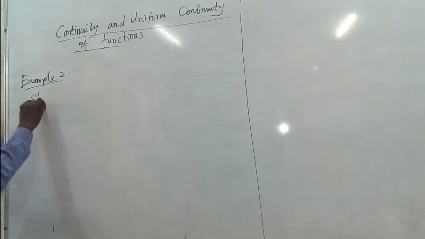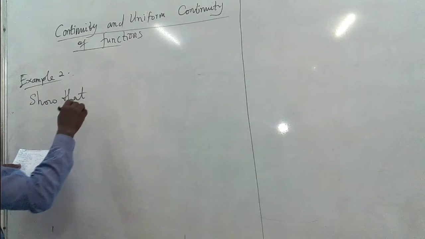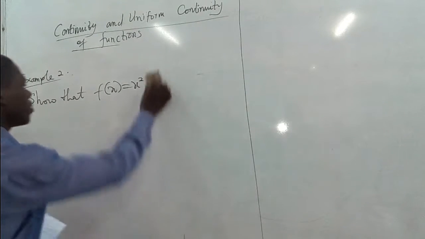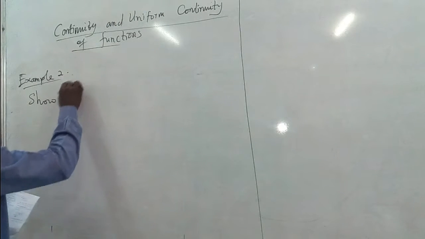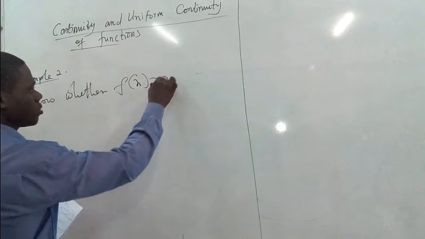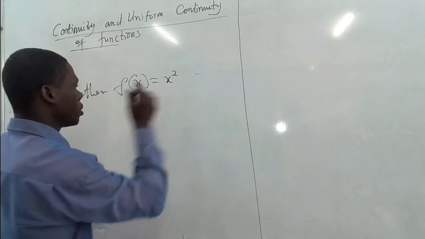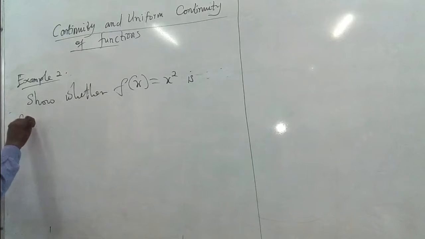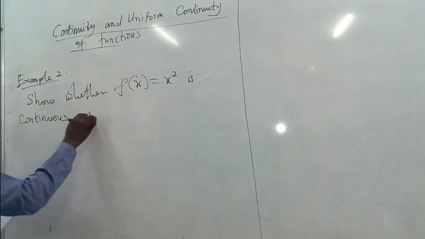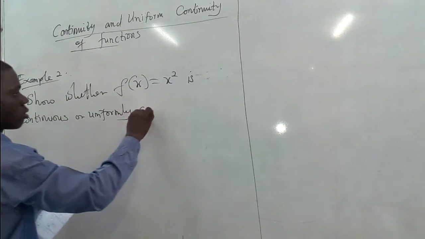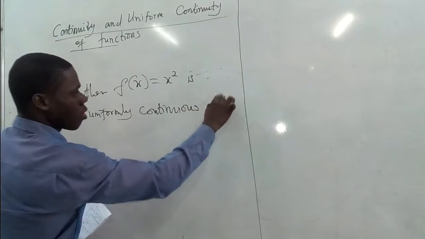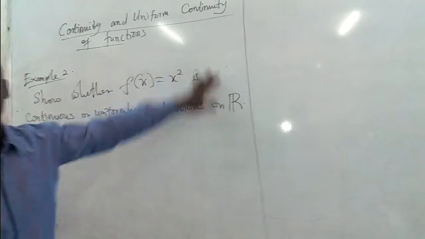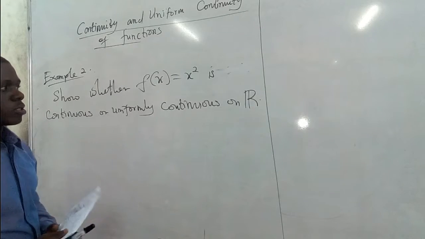So here we are showing whether f of x equals x squared is continuous or uniformly continuous on R, a set of real numbers. So that's what we're going to do: show whether this is continuous or uniformly continuous on the set of real numbers.